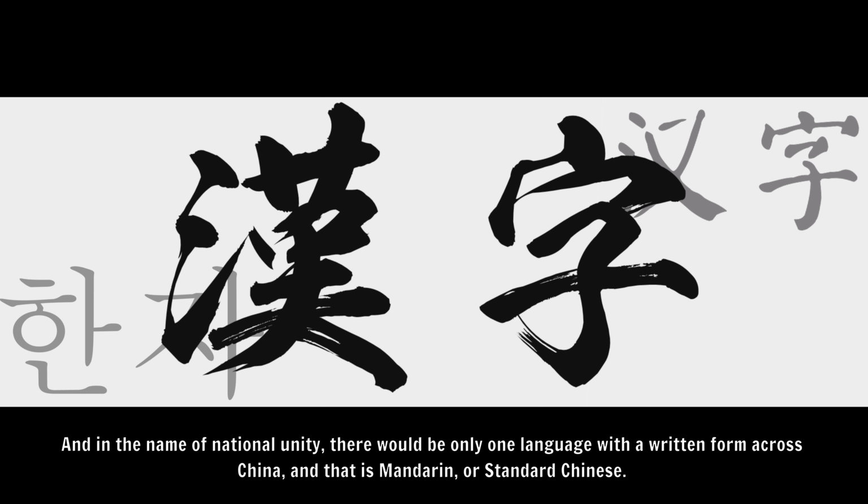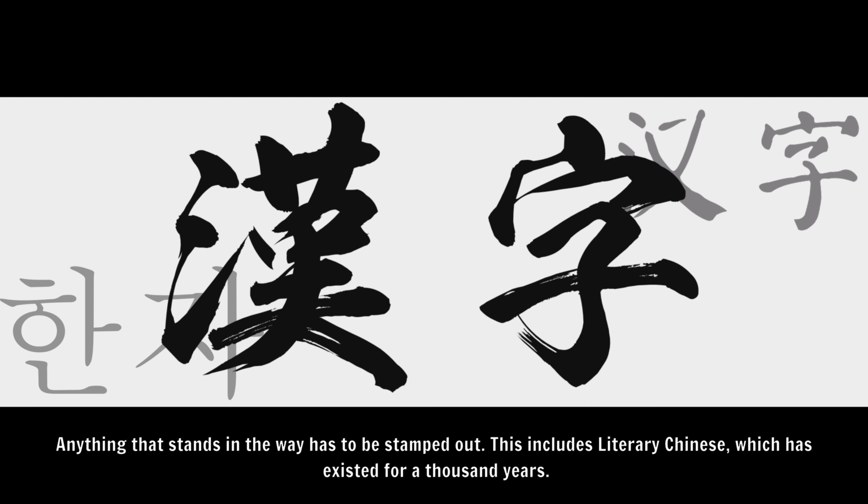And in the name of national unity, there would be only one language with a written form across China, and that is Mandarin or Standard Chinese. Anything that stands in the way has to be stamped out. This includes literary Chinese, which has existed for 1,000 years.